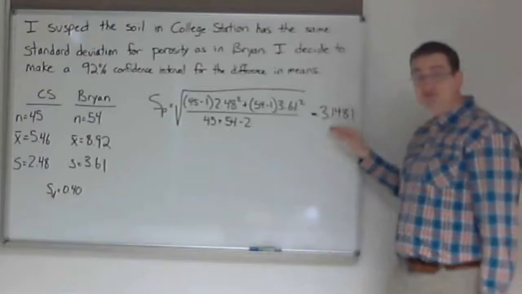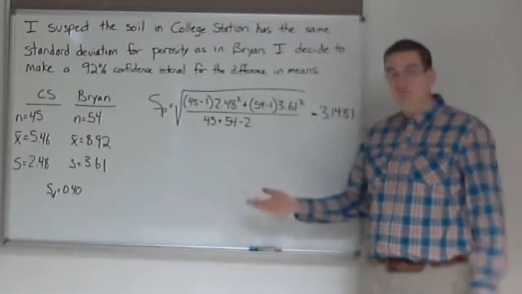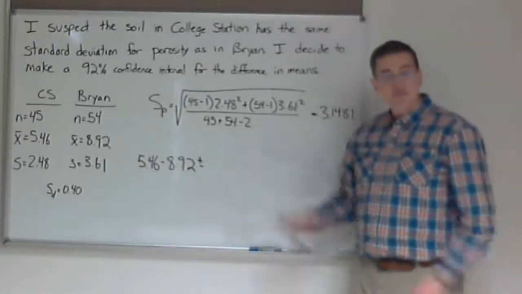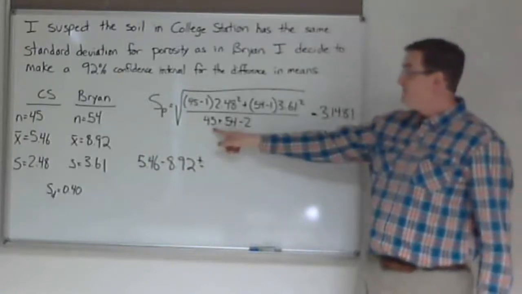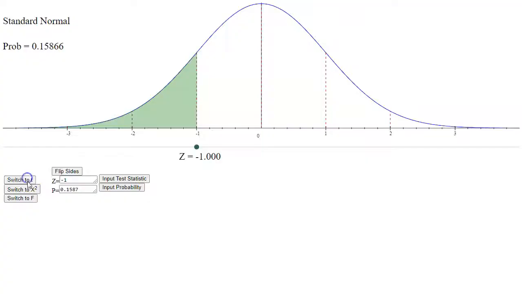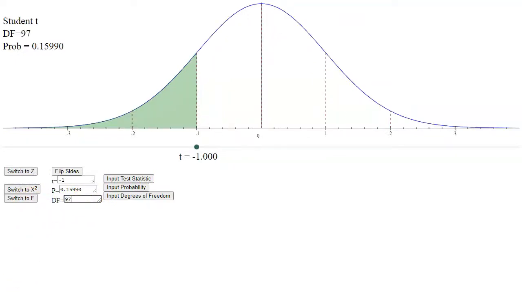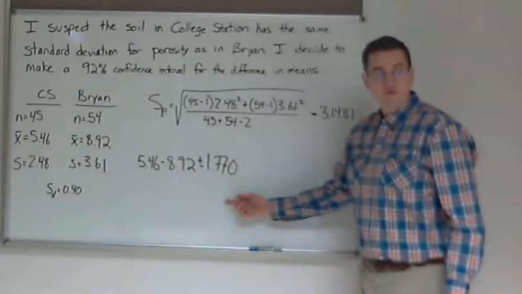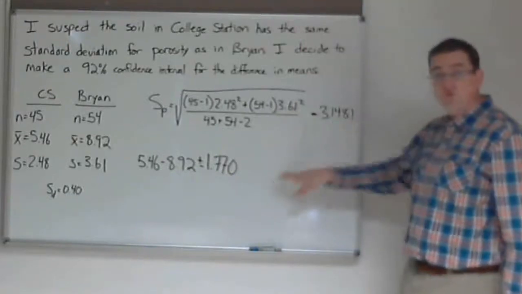Once I have this piece, the rest of this is going to feel just like we were doing that independent two-sample confidence interval. Take the difference in means, and now I need my t-score. What's my degrees of freedom? 45 plus 54 minus 2, which is going to be 97. I'm looking for a 92% confidence interval, so I have 8% in the tails. One tail is going to have 4%. There's my t-score.